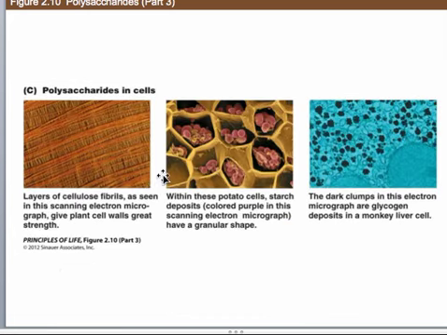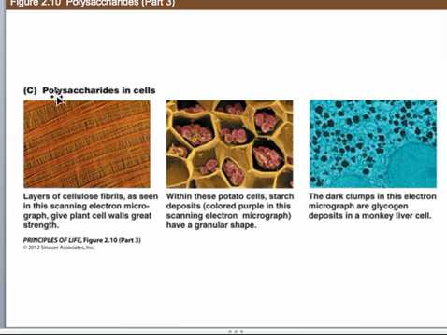There's lots of places that we have deposited starch. Again, this is the cellulose. You can see how fibrous it is. That's the cellulose, excuse me. The starch is in granules that are in potato cells, are showing you here. And then this is the glycogen in the liver cells of a monkey.